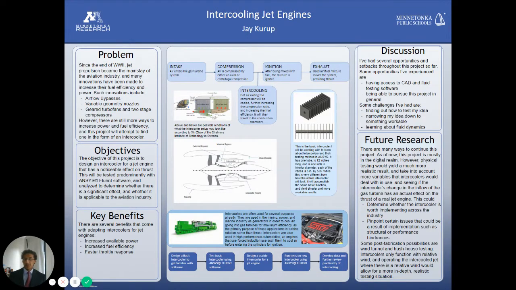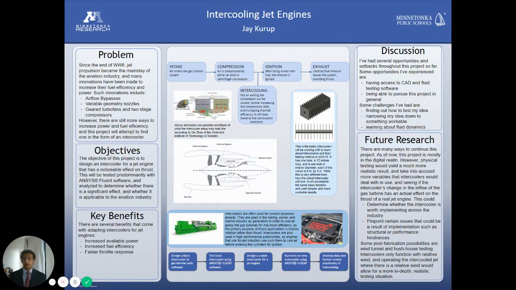There are some key benefits that come out of using intercoolers, and these are the benefits that I will weigh with its cons as well. This is increased available power, increased fuel efficiency, and faster throttle response. And those are three things that we're going to go over now.